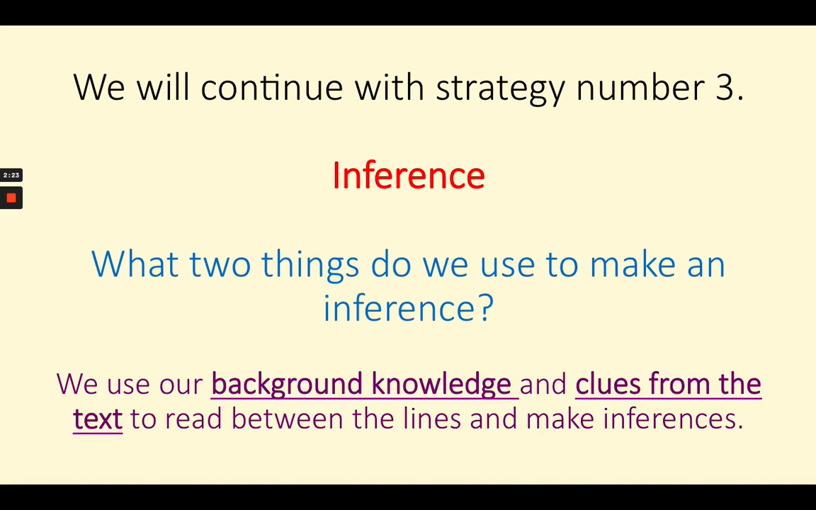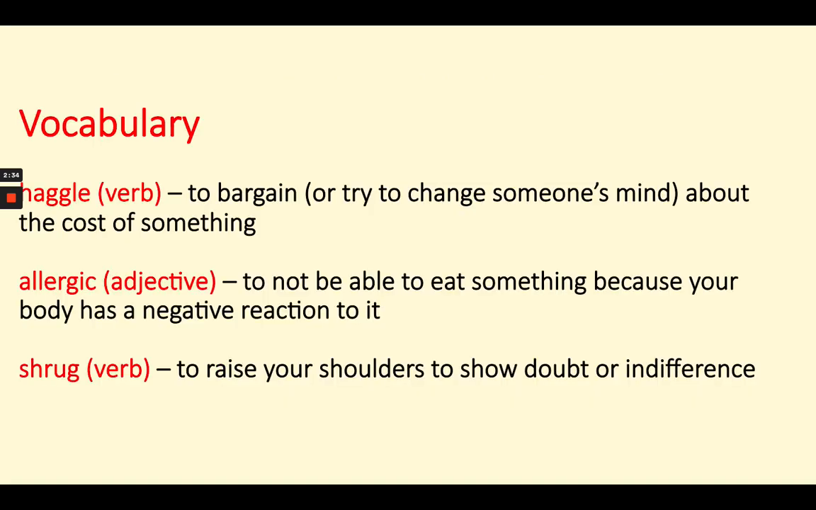Well done! I'm sure that you all said that we use background knowledge and clues from the text to read between the lines and make inferences. Awesome job, Year 6. Now, before we begin reading today, we need to review 3 words that are going to come up in our reading that it's important you understand. The first word is haggle.